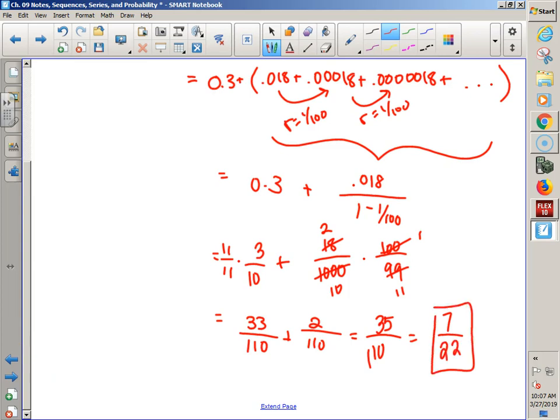No, 7. It was 3 over 10, but I multiplied by 11 to get common denominators. Because that one had an 11 and a 10, so I multiplied that one by 11 over 11. So that was my 33/11ths, and then 2 times 1 over 10 times 11, and then I put those two together. I divided by 5. 7 over 22.